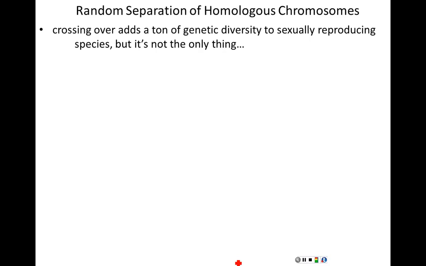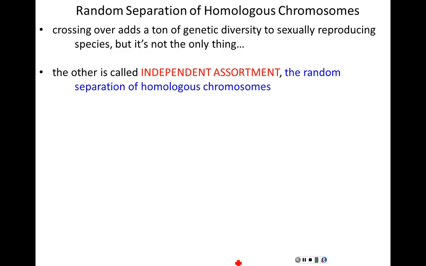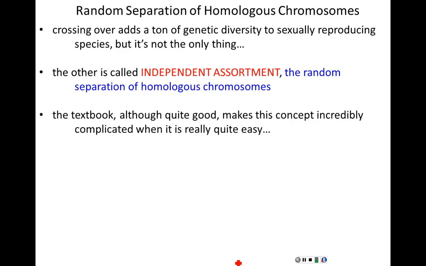Crossing over adds tons of genetic diversity to sexual reproduction. There's no doubt about that. But it's not the only thing doing so. The other phenomenon adding to genetic diversity is independent assortment. Said briefly, independent assortment refers to the random distribution or separation of homologous chromosomes during meiosis.